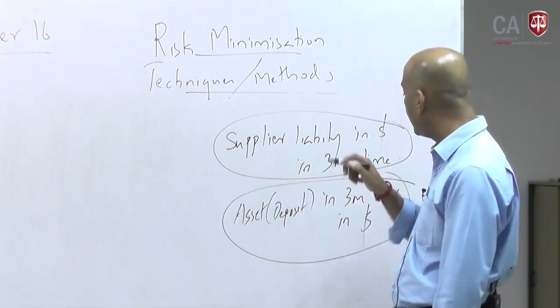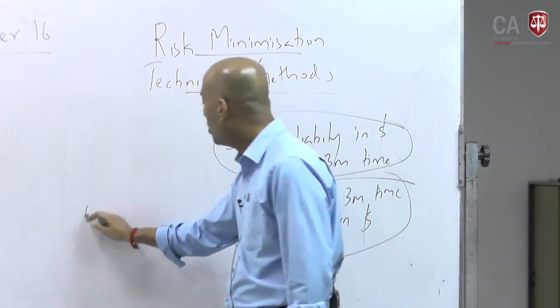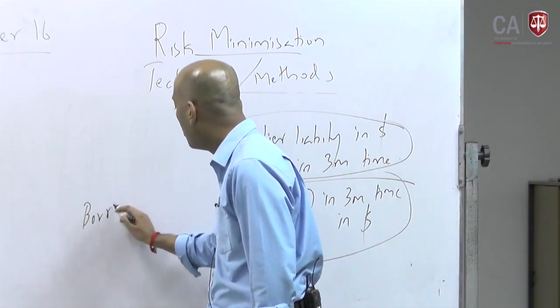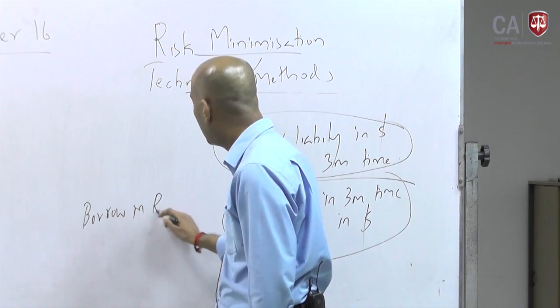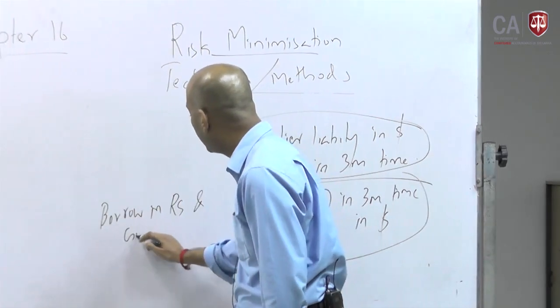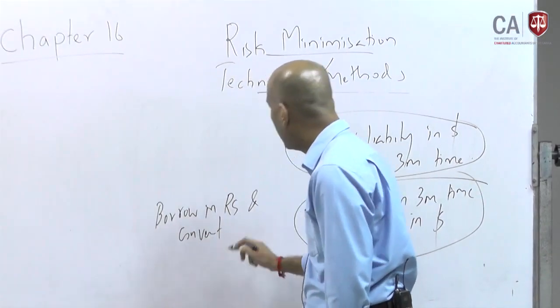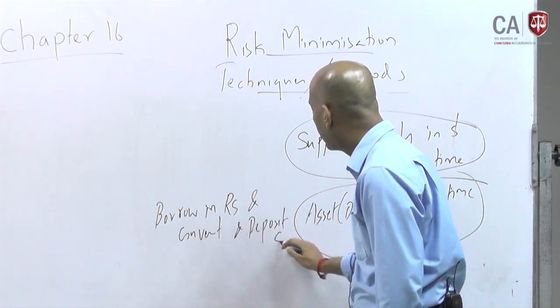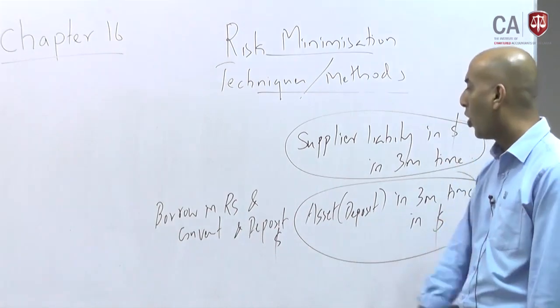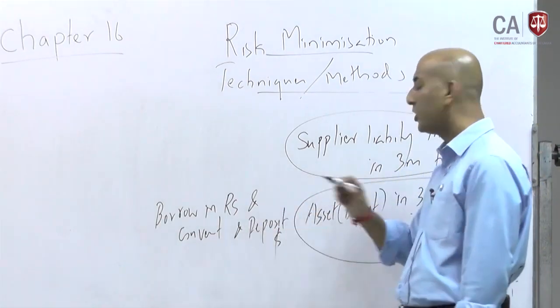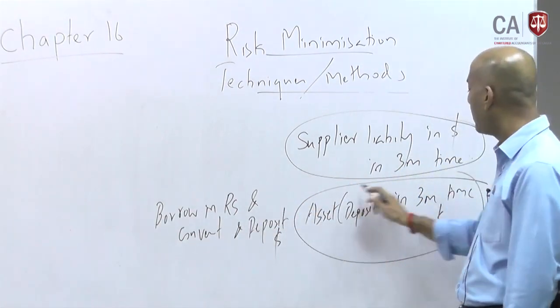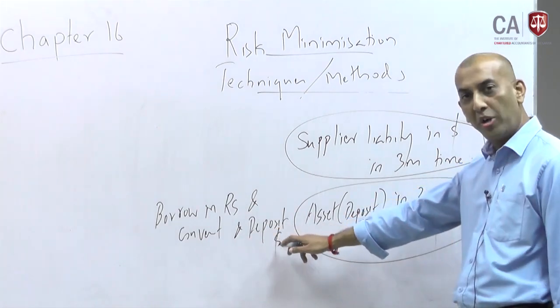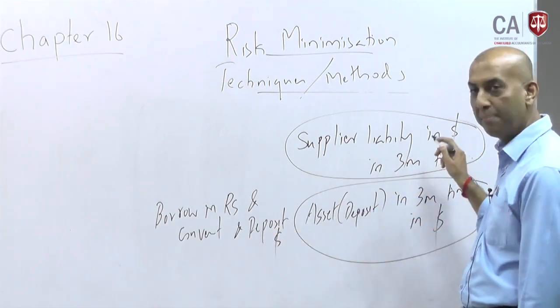So how do I create this asset? That's why I said you borrow in rupees, convert, and deposit in dollars. Automatically, in 3 months time you have this dollar deposit, which can be used to settle your supplier.